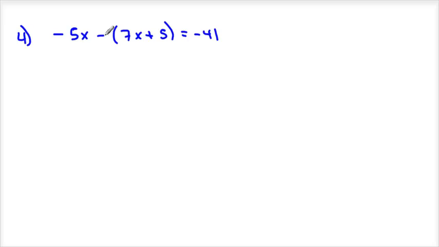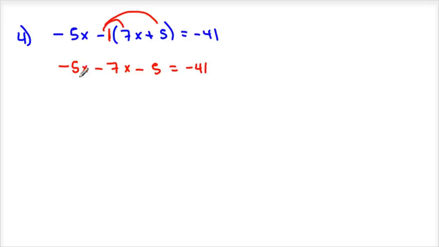Okay, last example. Negative 5 minus the quantity 7x plus 5 equals negative 41. Again, I would put a 1 here to remind myself I'm going to distribute negative 1 inside the parentheses. So I got negative 5x. Negative 1 times 7x is negative 7x. Negative 1 times 5 is minus 5 equals negative 41.